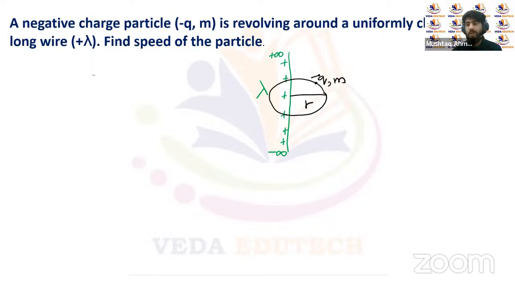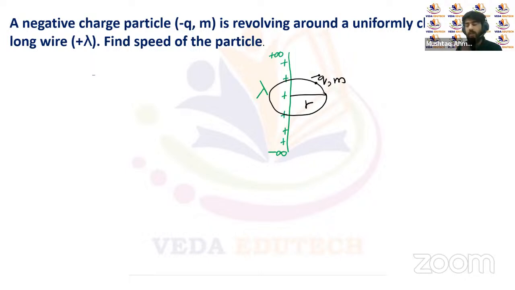Otherwise the force would be repulsive. If the charge q is a positive charge, there will be no circular path or circular motion for this charge q. So charge q must be a negative charge, then only is it possible to have an attractive force between the line charge and charge q, then only is it possible to have circular motion for this charge minus q.